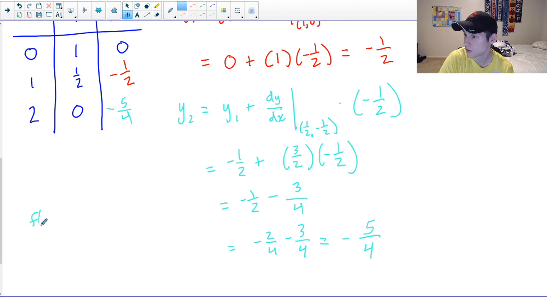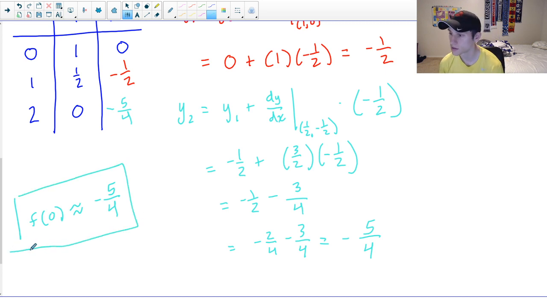So f of 2, right? That's what we're, or no, sorry, not f of 2, f of 0. It was 2 steps, but we're trying to approximate f of 0. So f of 0 is approximately negative 5/4.